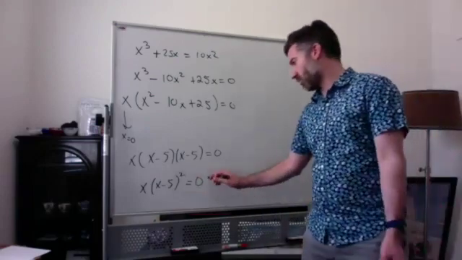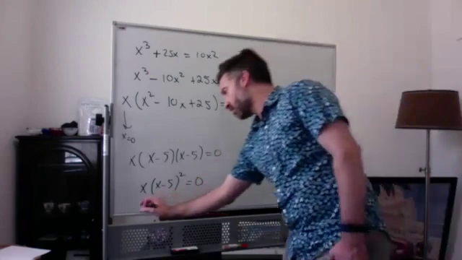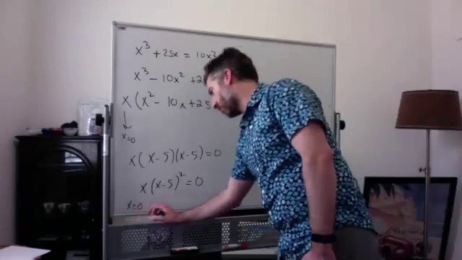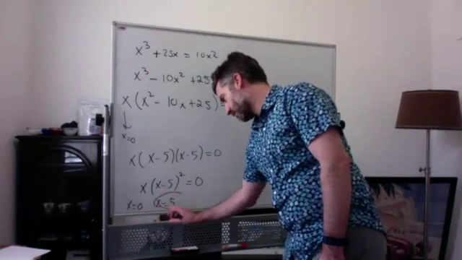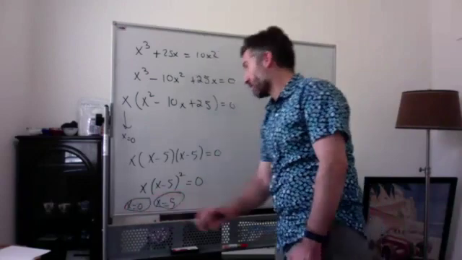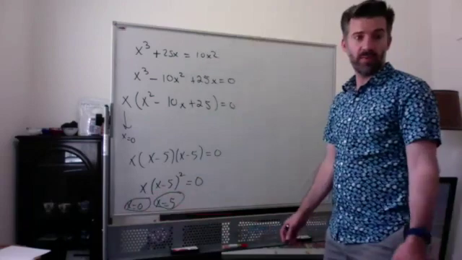So what do we get? We get that our solutions are x equal to 0, and this part's going to give me x equal to 5. Those are my two solutions for this equation.